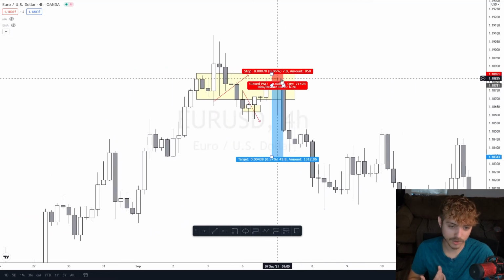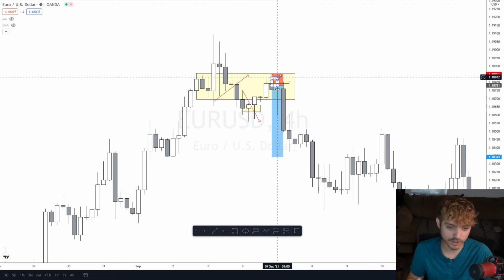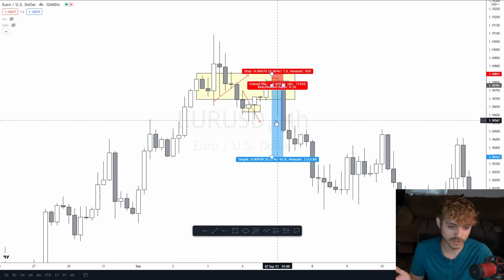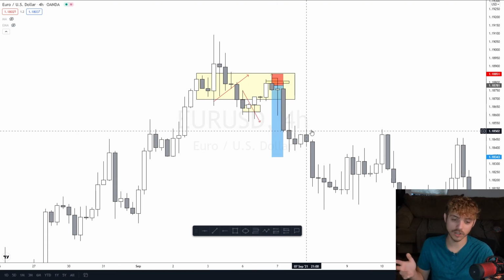So we risked 7 pips on that for 43, and we made like what, 7 or 6 pips, maybe it was 9, I can't remember, on the other one. So in total we made roughly 50 pips, and altogether we risked like 12 or 13. So overall, that's a pretty good trade. That's almost a 4-to-1 ratio.